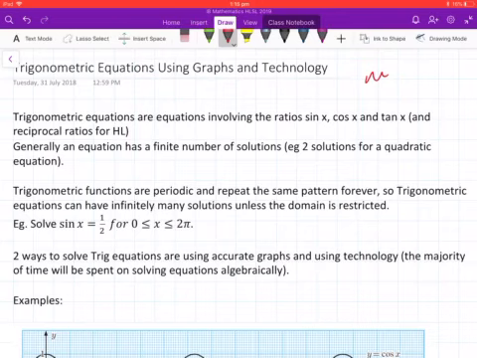So, for instance, sine x is equal to a half. Well, sine x is equal to a half for 30 degrees, or pi on 6, 5 pi on 6, but then it's going to be 13 pi on 6, and it keeps going. Every rotation you take, it's going to be a solution again. So there's infinitely many. So to avoid that, we need to do this type of thing, where we restrict it.